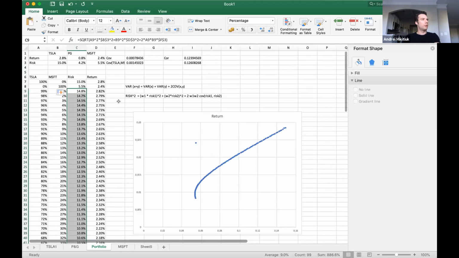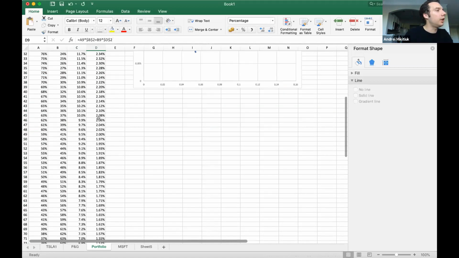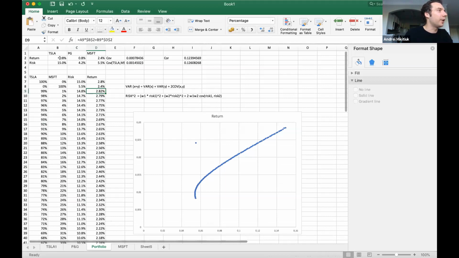0.82. Now let me check the return. Times. Now the return is weird because 99% Tesla. $2.8. It shouldn't go down to 1 because actually Tesla return is 2.8. Microsoft return is 2.4. They're quite close.